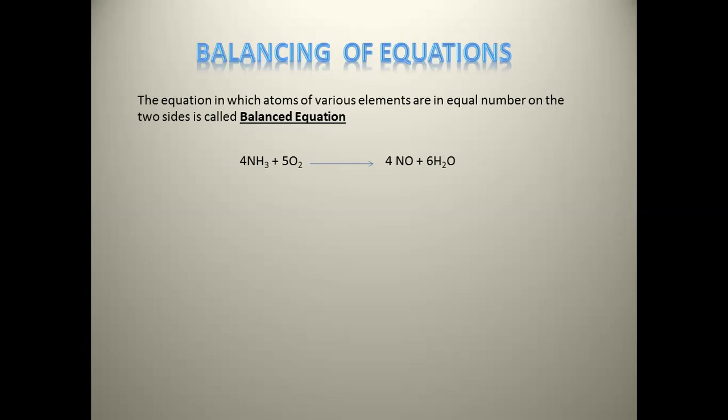Let's look at your screen. Here on the left hand side we have 4 atoms of nitrogen, and on the right hand side we also have 4 atoms of nitrogen. On the left hand side we have 12 atoms of hydrogen, and again on the right hand side we have 12 atoms of hydrogen. It means on both sides the atoms of the elements are equal.